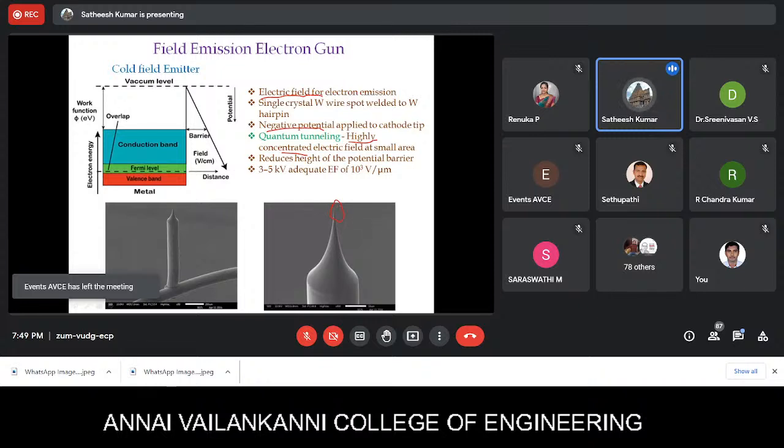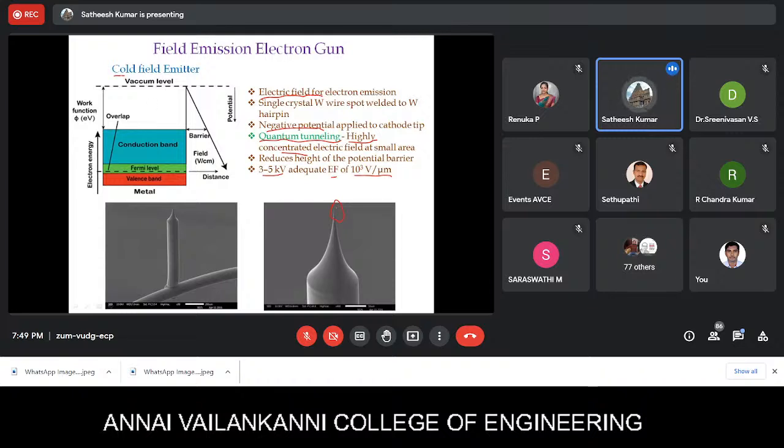So what is happening is when we are applying a negative potential to this cathode tip, since the area is very small near the tip, you'll be having a very highly concentrated electric field, which is adequate enough to cross this potential barrier. As you can see, if you have 3 to 5 kilovolts given to this, you will create a field of close to 10^3 volt per micrometer. This is sufficient to cross this potential, so that you will start emitting electrons. And this particular technique, people call it quantum tunneling. This is how the mechanism works in this field emission electron gun.